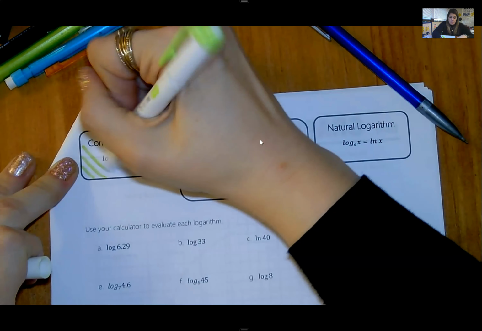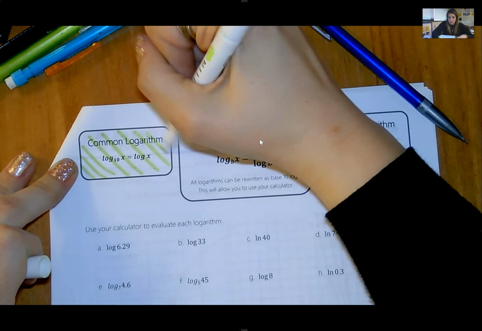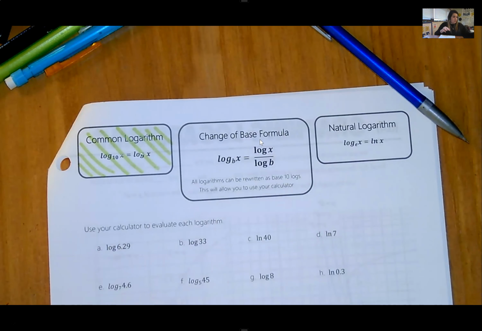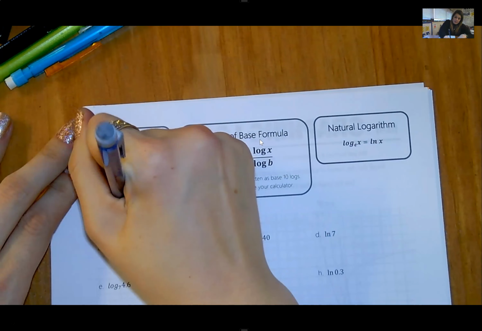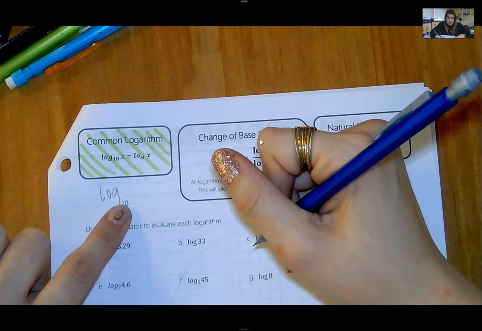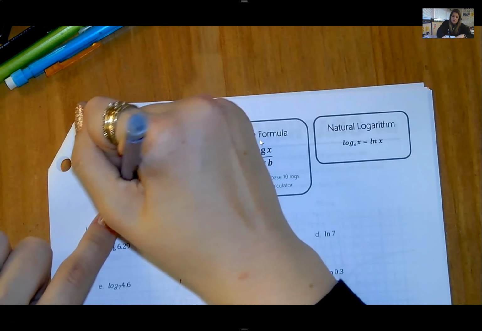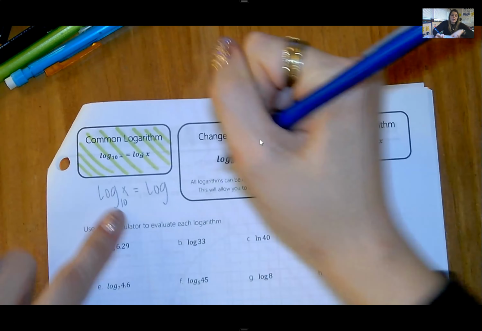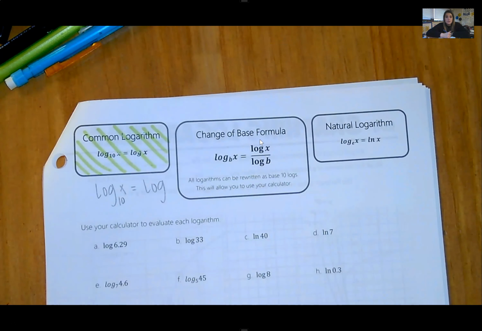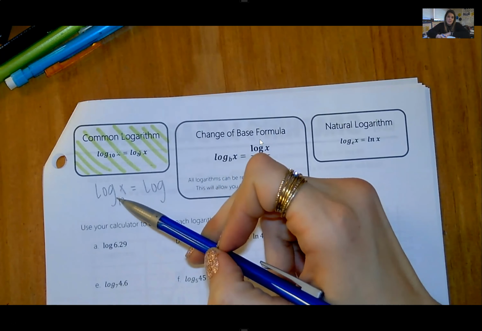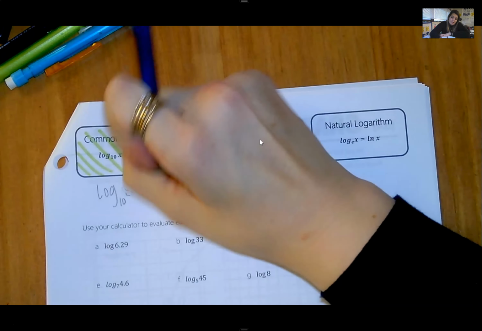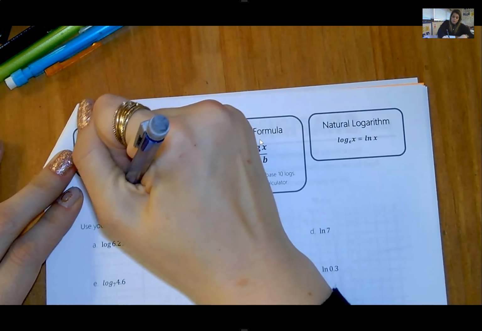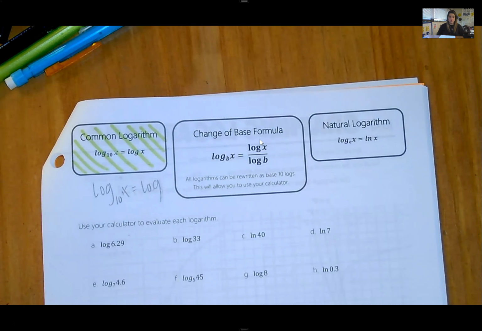Now, I briefly mentioned this in the last video, and that is if you have a base 10 log, so you write log, and the little number that's next to the g is a 10, you can just write it as log instead. The reason why is because it's the most common logarithm. We see the base 10 so often that we don't even need to write it anymore. We see this frequently in math. You don't need to write this next part down. I just want to show you.